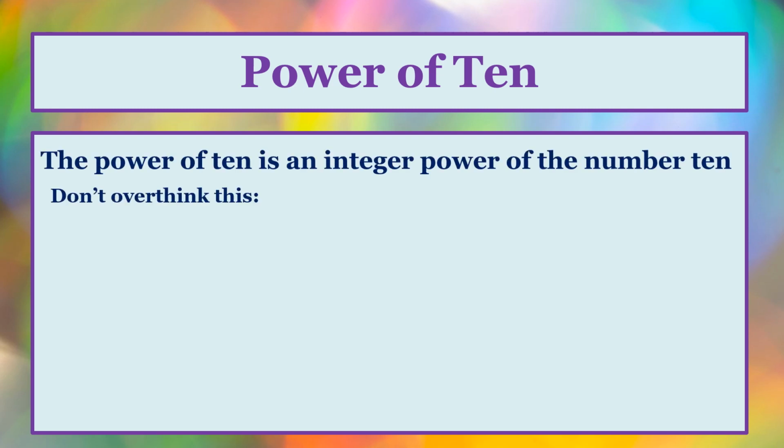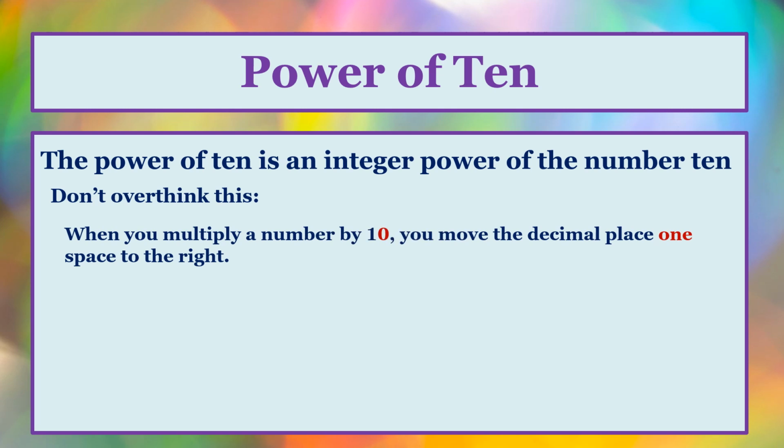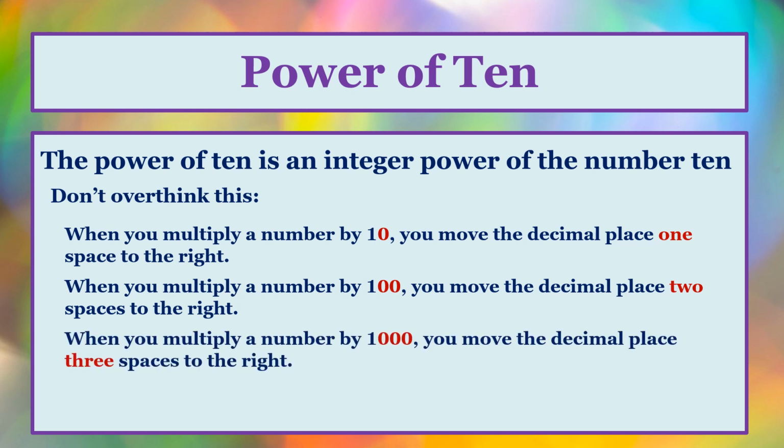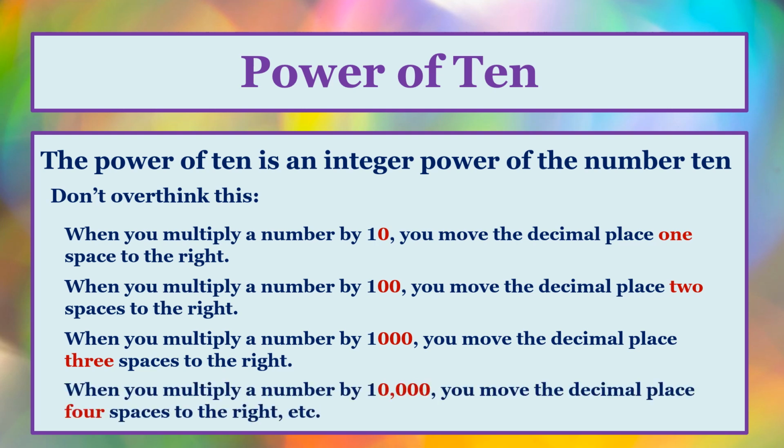Don't overthink this though. Basically, when you multiply a number by 10, you move the decimal place one space to the right. When you multiply a number by 100, you move the decimal place two spaces to the right. When you multiply a number by 1,000, you move the decimal place three spaces to the right. And when you multiply a number by 10,000, you move the decimal place four spaces to the right, etc.